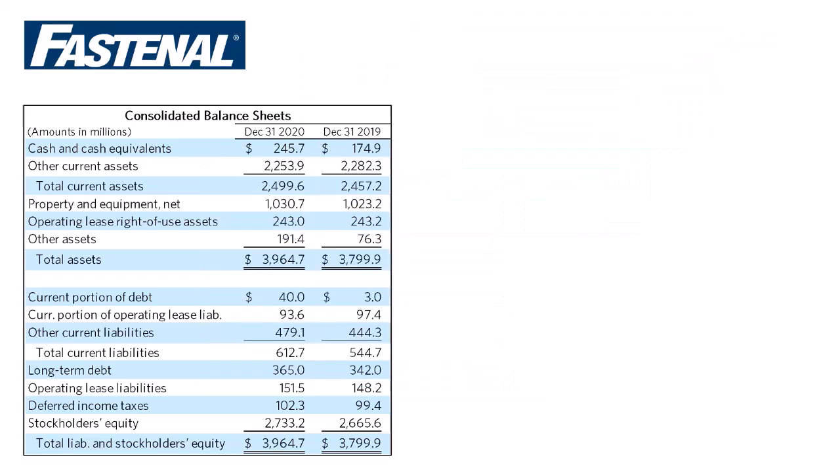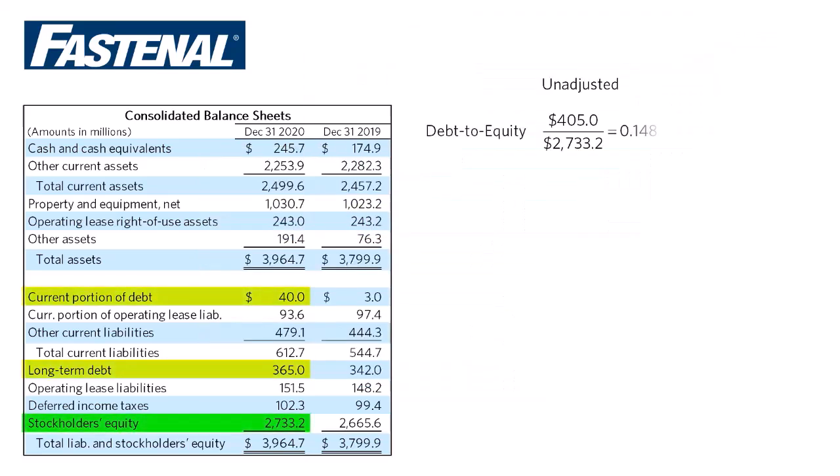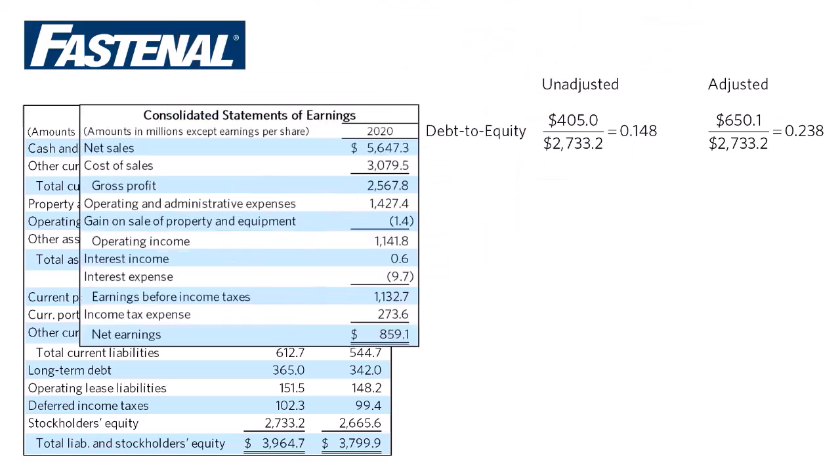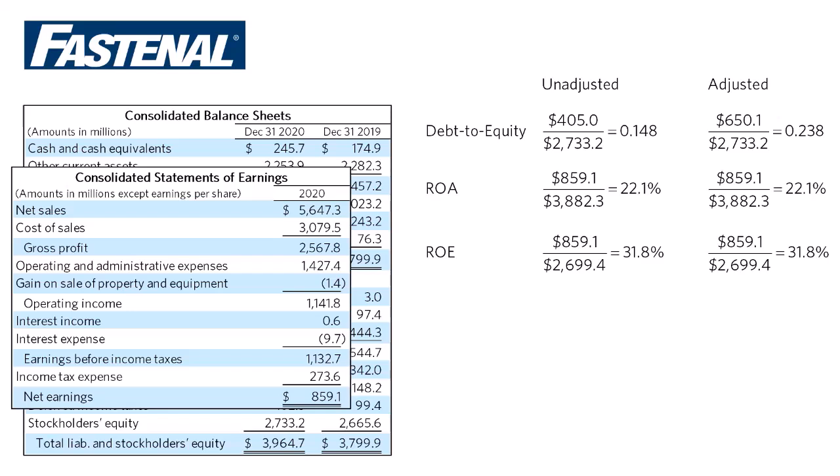The debt to equity ratio divides debt by equity, which equals 0.148 for Fastenal. If we wish to treat operating lease liabilities as debt, then we add them to the numerator of the debt to equity ratio, giving debt to equity of 0.238. It is leverage ratios such as debt to equity that typically see a large impact from treating operating leases like debt. Return on assets and return on equity don't vary with how we classify operating leases, so the ratios with and without lease adjustments give return on assets of 22.1%, and return on equity of 31.8%.